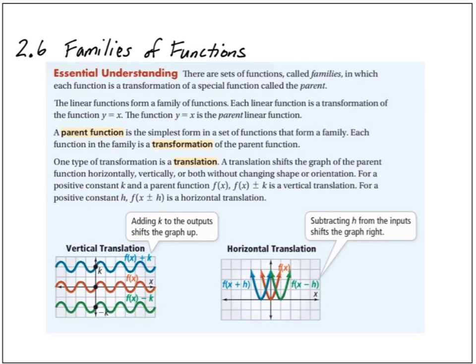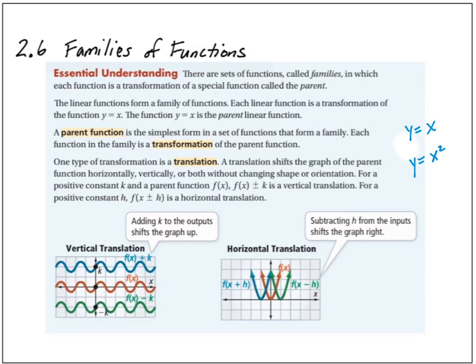So here we have a parent function is the simplest form in a set of functions that form a family. A lot of you know that your parent functions are things like y equals x is your parent function for a linear function. You've got y equals x squared is your parabola parent function, and so on. Each function in the family is just a transformation of one of the parent functions. So as we add things to the equations, we're looking at shifting the graphs through some transformation. One type of transformation is a translation. A translation shifts the graph of the parent function horizontally, vertically, or both without changing its shape or orientation.